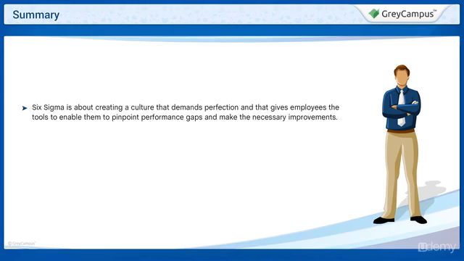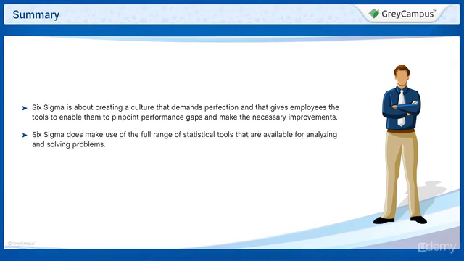The summary section will give you a glimpse of what we discussed throughout the presentation. Six Sigma is about creating a culture that demands perfection and that gives employees the tools to enable them to pinpoint performance gaps and make the necessary improvements. Six Sigma does make use of the full range of statistical tools that are available for analyzing and solving problems.